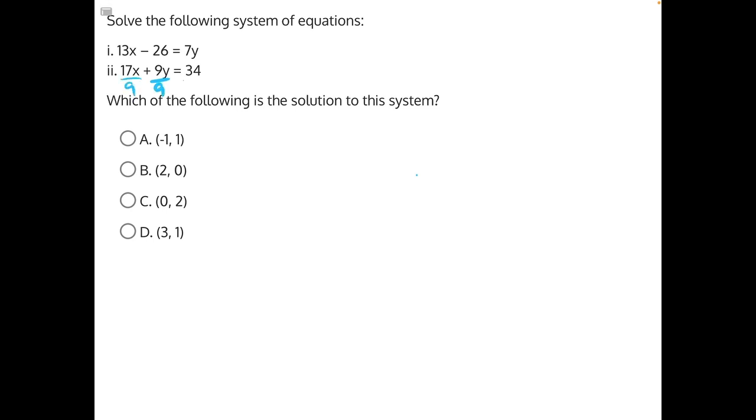So substitution is out. Elimination is also out because even if we were to rearrange our terms, 7y and 9y would not cancel each other out, and 13x and 17x would not cancel each other out. So we are left with the guess and check method, meaning we're going to have to take all of our answer choices and plug them in to see which ones are correct. Let's start with answer choice A.